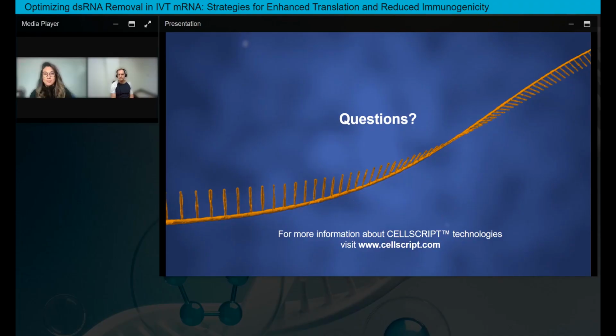Let's get started. Our first question asks, is there a best strategy that you would suggest for making sufficient amounts of highly pure non-immunogenic mRNA?